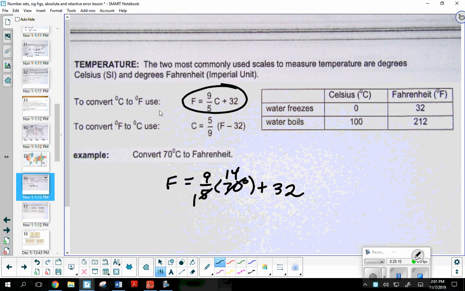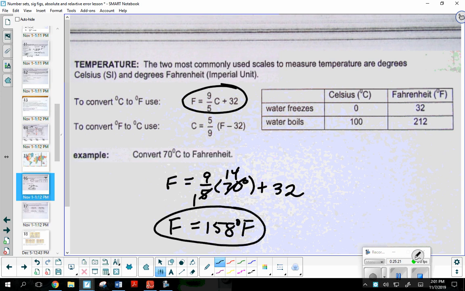So that is 126 plus the 32. 158. So this will be 158 degrees Fahrenheit. Okay, so that is really straightforward. Just substitution, simplifying an equation, nothing to that.